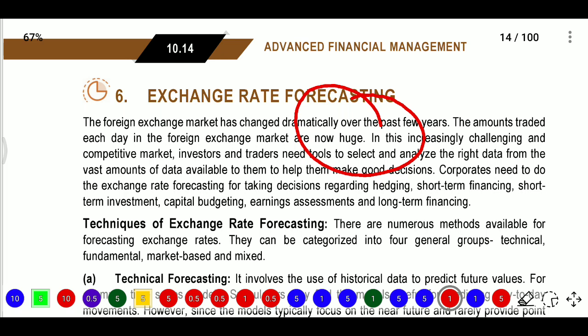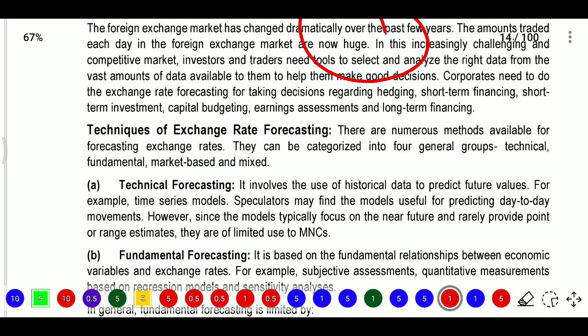Whereas hedging means, even though you do not have the money, you can buy shares or sell shares. Short term financing means short term loans and short term investment will be provided. Earning assessments and EARs will be calculated, and long term financing will be provided. For this year, to calculate exchange rate forecasting, they provided some techniques.